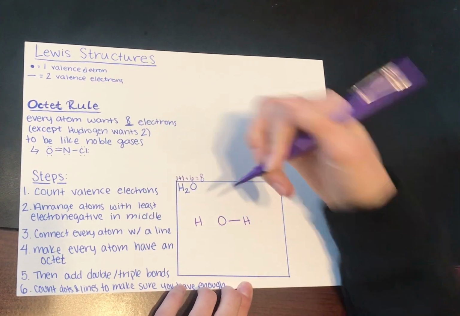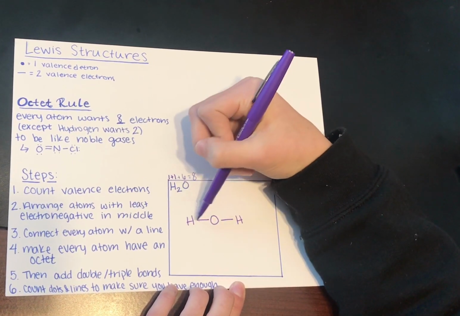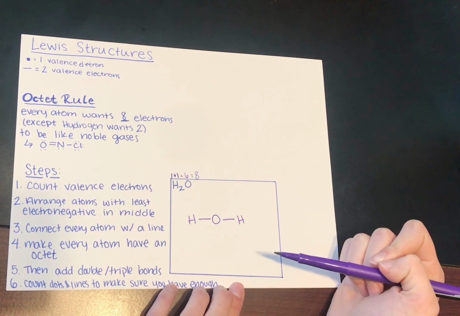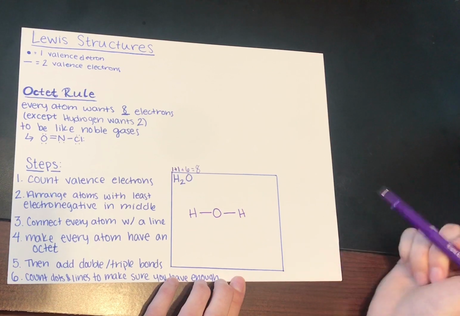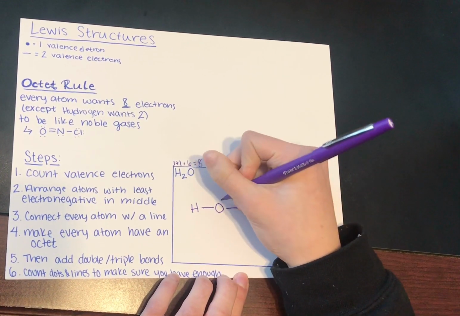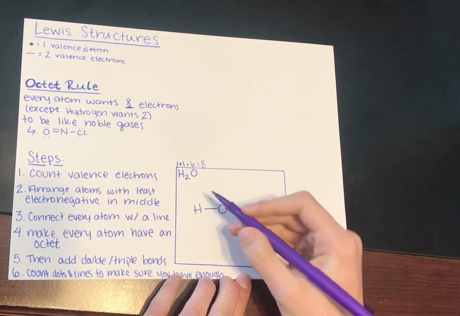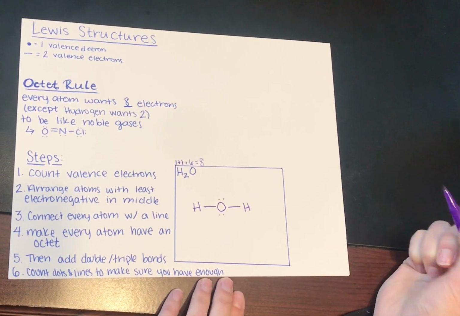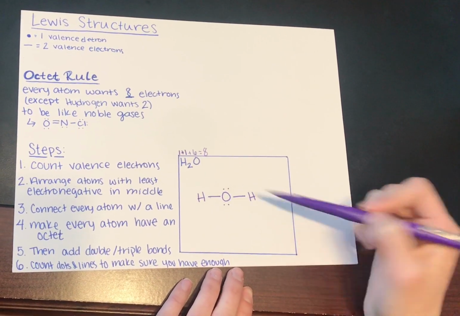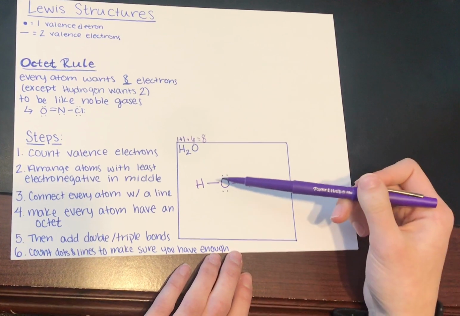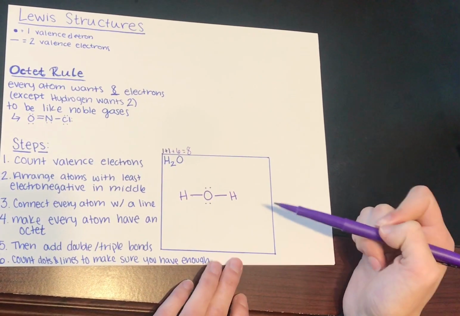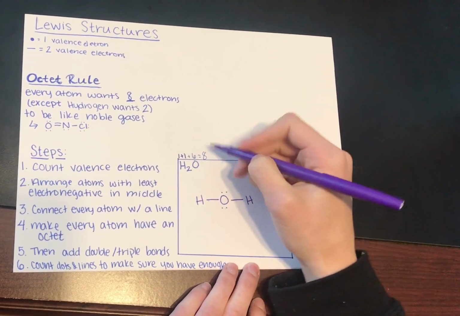Then you're going to add lines to bond them, so bond hydrogen to oxygen and hydrogen to oxygen, and then make every atom have an octet. Hydrogen already has its octet with 2, so we just have to fill out oxygen. We're going to add 2 unpaired electrons to the top and 2 to the bottom. Then it says add double or triple bonds, but since hydrogen doesn't need extra electrons and oxygen already has an octet, we're done. Then we're supposed to count to see if we have enough. So 2, 4, 6, 8. That's 8, we're good.